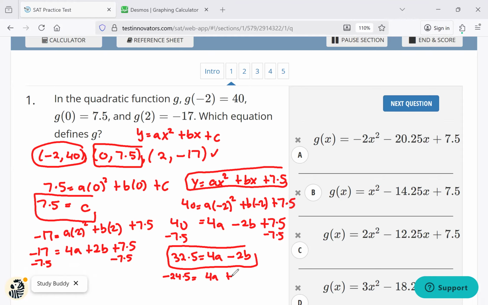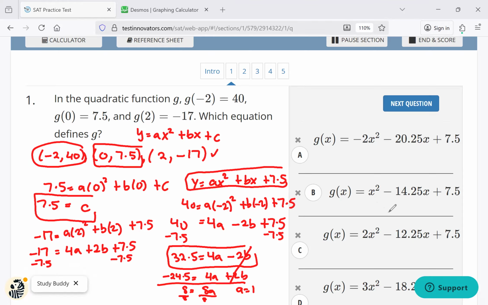So 4a plus 2b. As you can see, the b's cancel, and then you're left with 4a plus 4a is 8a, and then 32.5 minus 24.5, I get 8. Solve for a by dividing both sides by 8. A equals 1. So that means it has to be b.